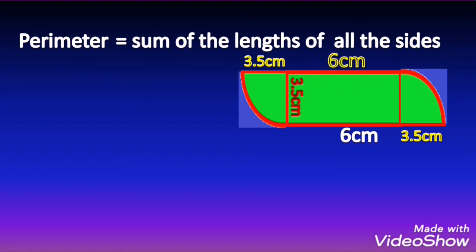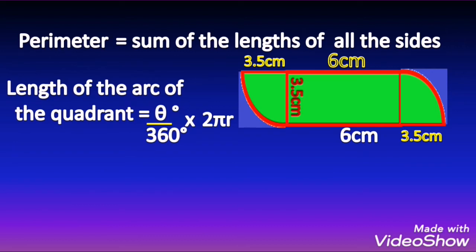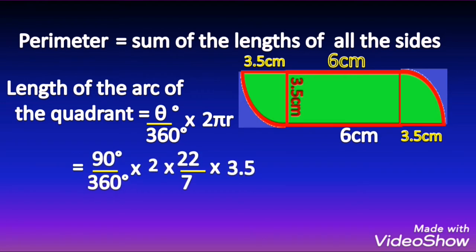Now we have to add all the sides of this given shape. But we have to find the length of this arc. You can see an arc here, right? This is the length of the arc of this quadrant. We don't know the length of the arc of the quadrant; it is not given. So we have to find the length of the arc of these two quadrants. We know the formula to find the length of the arc of the quadrant is theta by 360 degrees into 2 pi r. The central angle of the quadrant is 90 degrees. So it is 90 degrees by 360 degrees into 2 into 22 by 7 into 3.5.